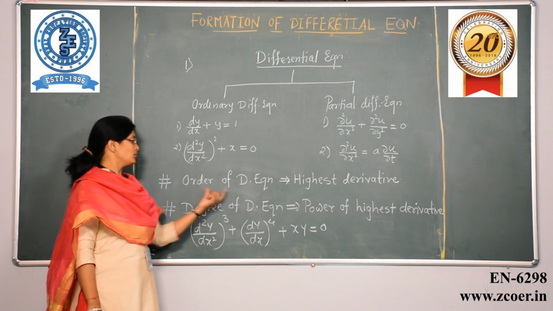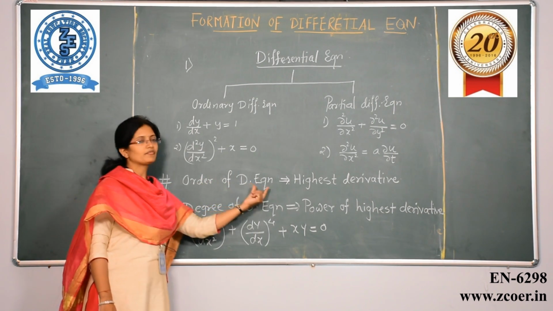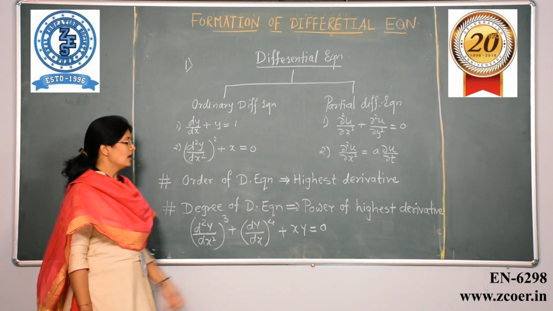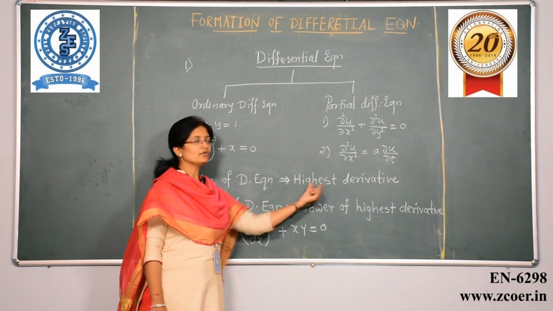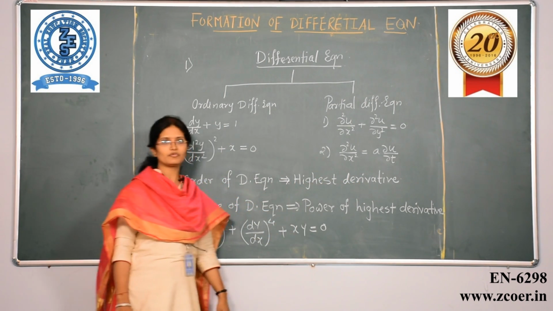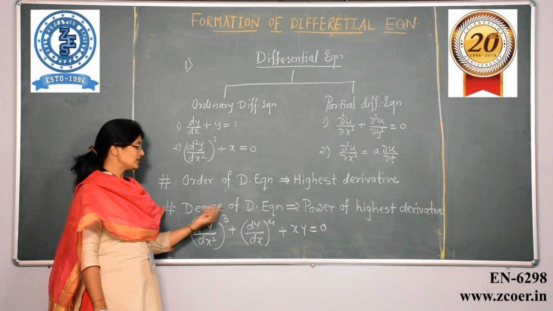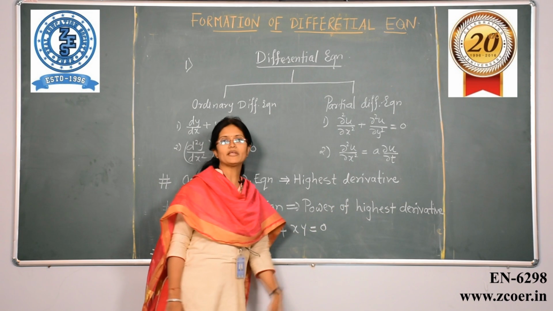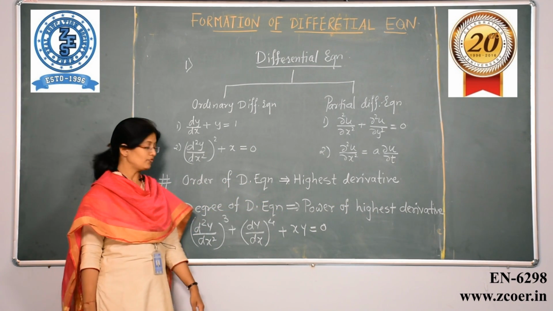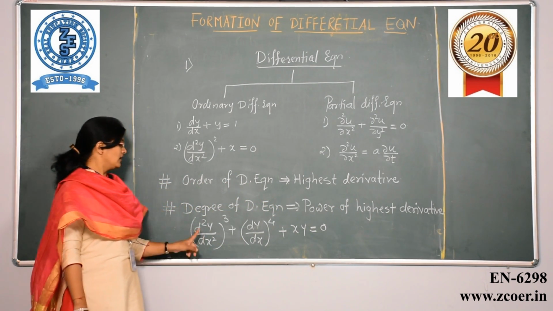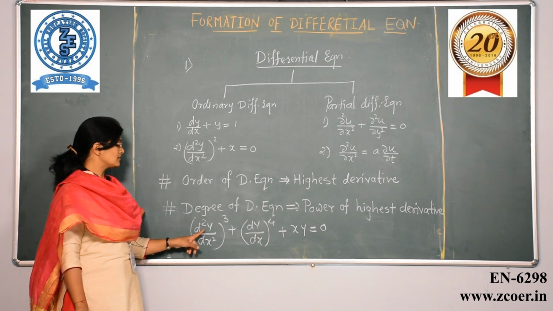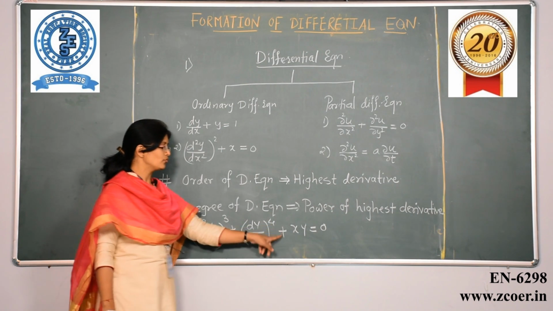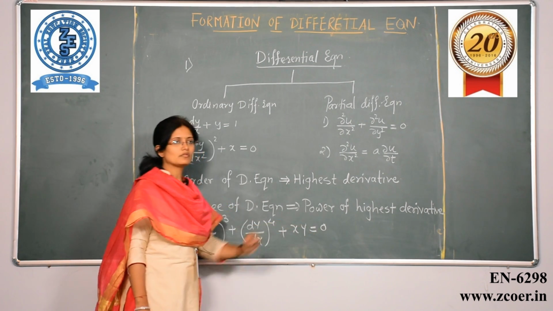Now, we will see what is meant by the order of differential equation. Order of differential equation is nothing but the order of highest derivative which is appearing in the differential equation, and degree of the differential equation is nothing but the power of highest derivative appearing in the differential equation. For example, if you look at this, here this equation is (d square y upon dx square) raised to 3 plus (dy by dx) raised to 4 plus xy equals to 0.